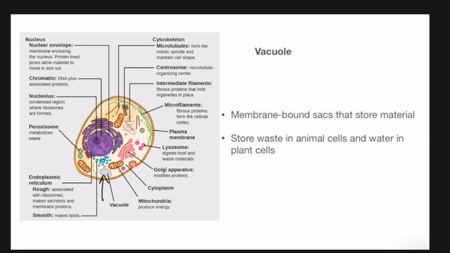Vacuole. I have an arrow pointing right here at the vacuole. Vacuoles are also membrane bound sacs, but they store material. In animal cells, they will store waste, and in plant cells, they will primarily store water.